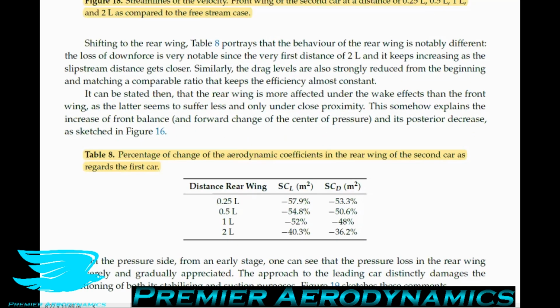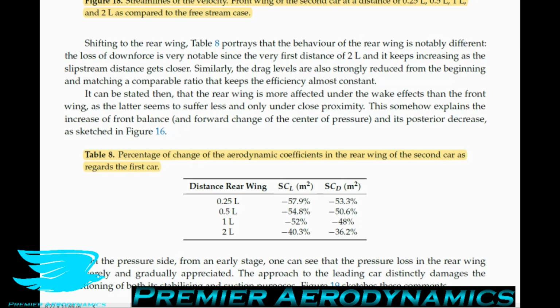So table 8 shows the percentage of the changes of the aerodynamic coefficients in the rear wing of the second car as regards to the first car. So shifting to the rear wing, table 8 portrays that the behavior of the rear wing is noticeably different. The loss of downforce is very notable since the very first distance, so 2 lengths downstream, and it keeps increasing as the slipstream distance gets closer. So in other words, the lift area that's being produced even drops at 2 lengths downstream, and as you get closer to the upstream car, it drops more and more. So at 2 lengths downstream, it's 40% lower than what it should be for this rear wing, and the drag area is also 36.2% lower.